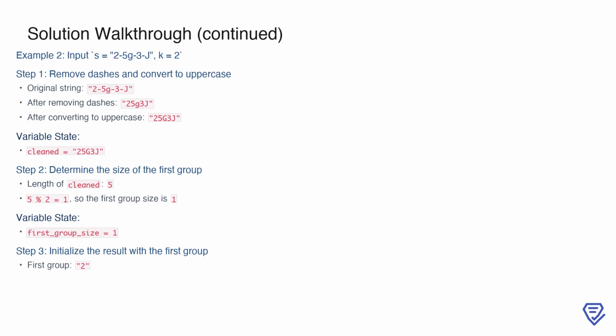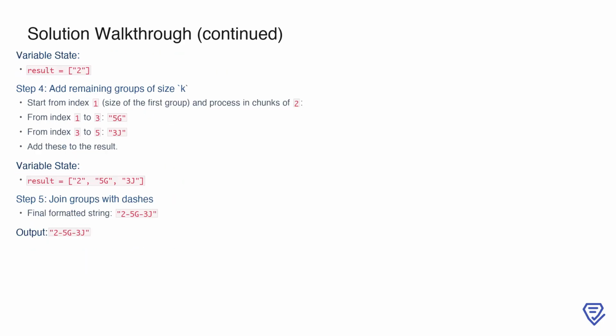For this second example, the input string is 2-5g-3-J with k set to 2. The first step is to remove all dashes, leaving us with 25g3J. After converting this to uppercase, we get 25G3J. The cleaned variable now holds the value 25G3J. To determine the size of the first group, we calculate 5 % 2, which equals 1. This means the first group will consist of just the first character. We then initialize the result array with this first group, which is 2. At this point, the result array contains the first group, 2.